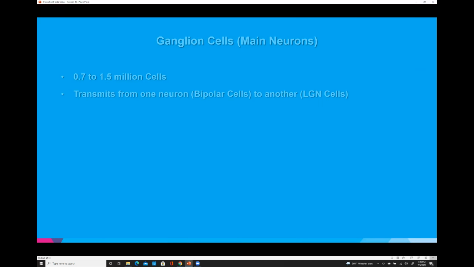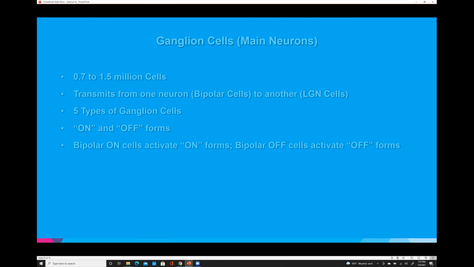And when glaucoma takes these cells, it's really, really rough. There are 5 classes or types of ganglion cells, just letting you know, we'll get into it in the future, but there's also this on and off form again. So we're back to this weird duality, like an on and off form. One wears one hat, one wears the other. At the very least, this is really nice. Generally speaking, the bipolar on cells activate the on forms, the bipolar off cells activate the off forms. So thank God for that.